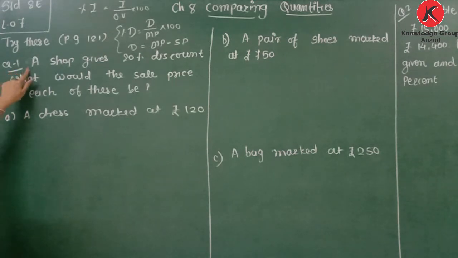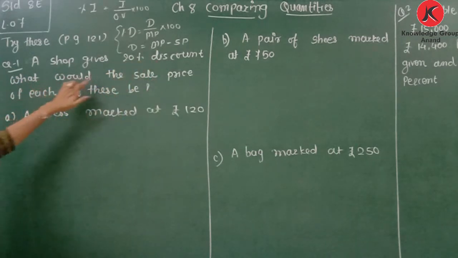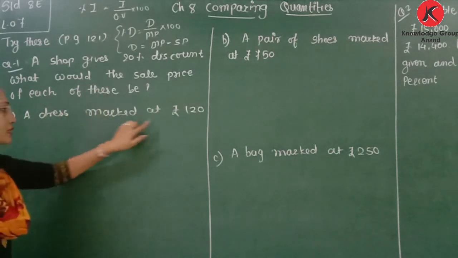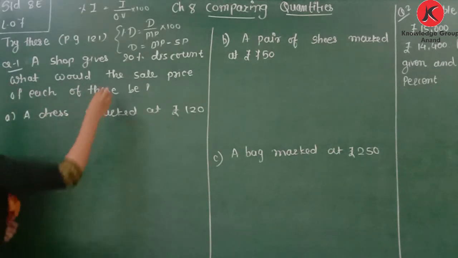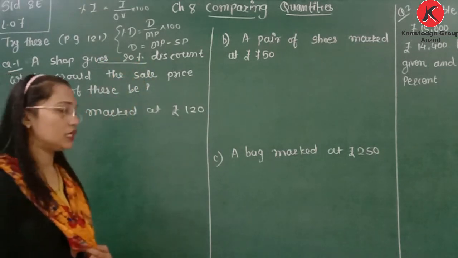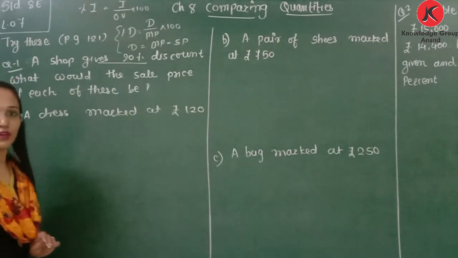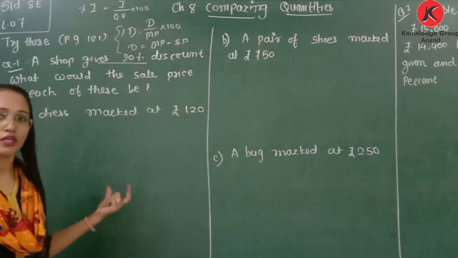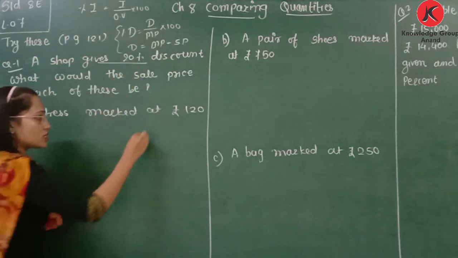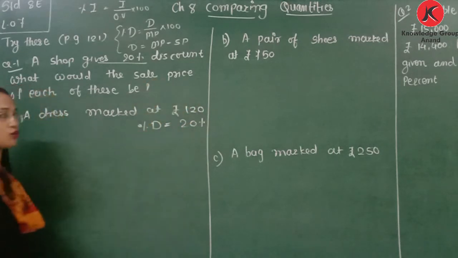Okay. Question number 1. A shop gives 20% discount. What would the sale price of each of these be? A dress marked at 120 rupees. Now here discount on each item is 20%. So here first of all, whenever this kind of example is there, make a list of things that is given in a question. So which thing is given? We have a percentage discount, so we can write percentage discount is equal to 20%. That is already given in a question.